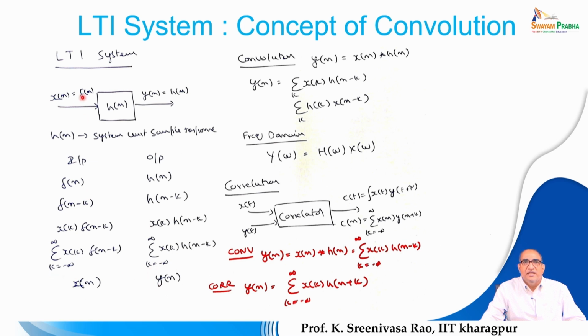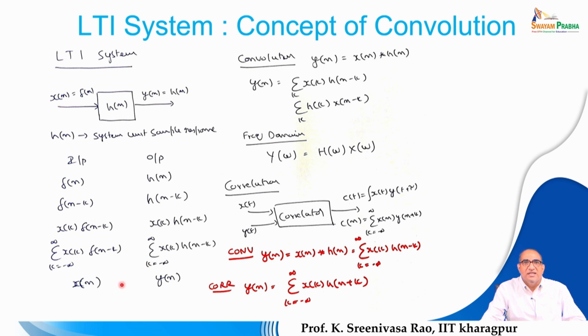We know that for an LTI system, the output response depends upon the input and the unit sample response using a convolution. That means y of n is nothing but x of n convolution with h of n. The star is the convolution symbol. So, for an LTI system, the linear time invariant system, the output response is the convolution of the input with the unit sample response.